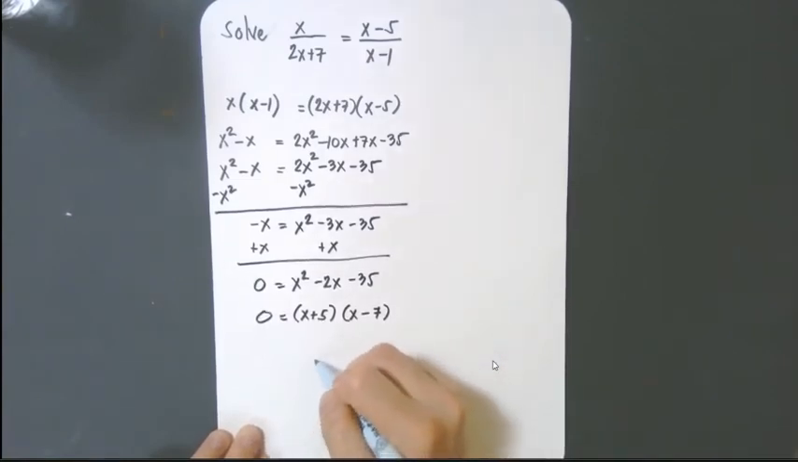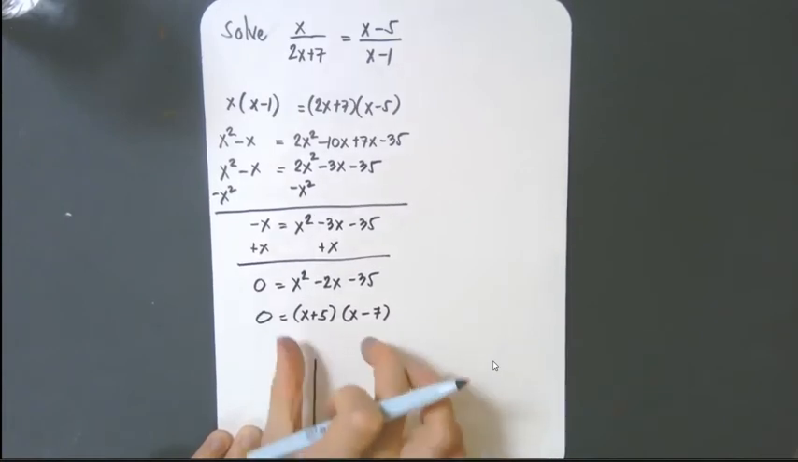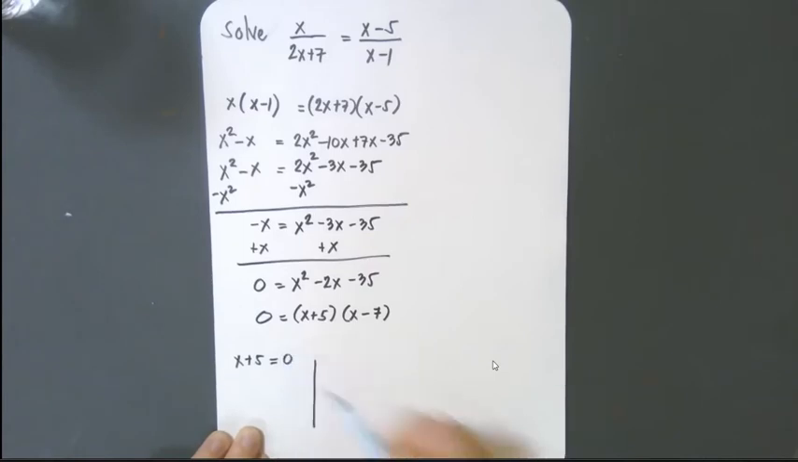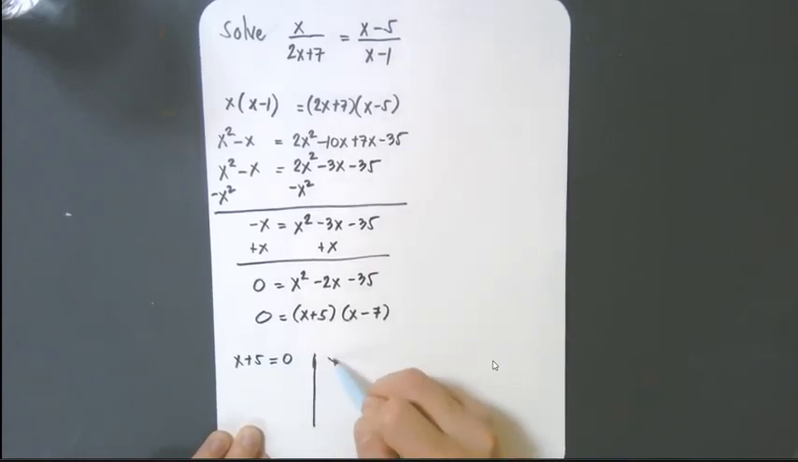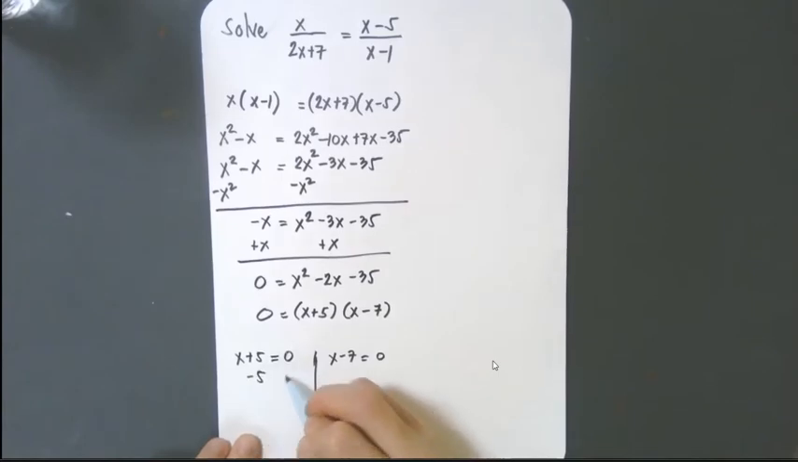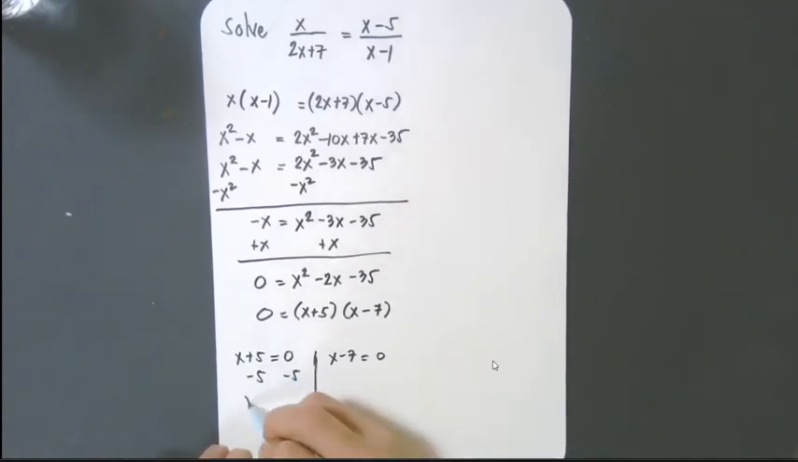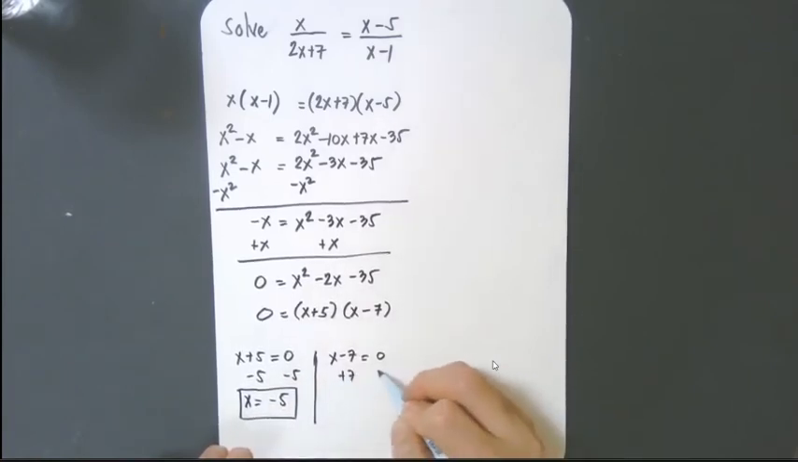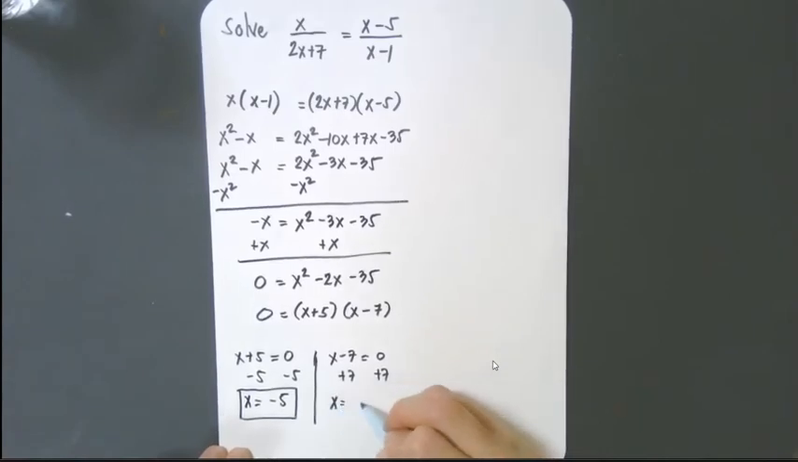To do that, let's separate the two factors. So that's x plus 5 and equate it to 0. Then x minus 7, equate that to 0. We subtract 5 on both sides. So we have now x is equal to negative 5. So that's the first value of x. Now here, add 7 on both sides. X is equal to positive 7. So these are the two possible values of x.